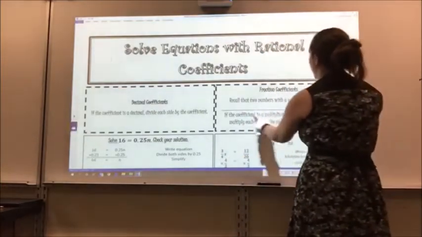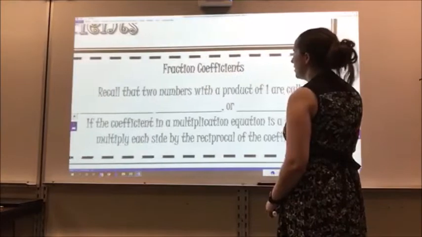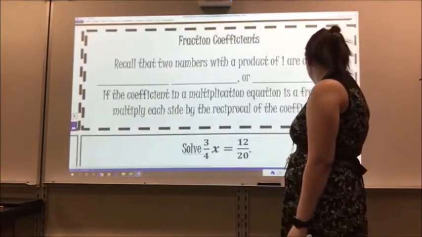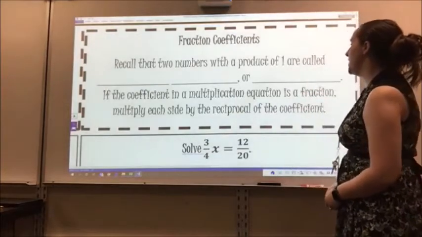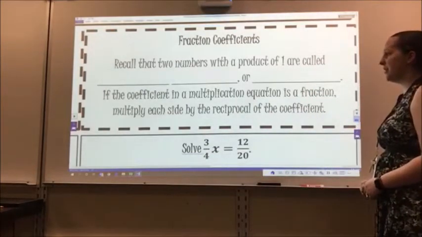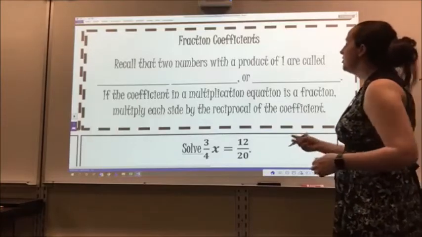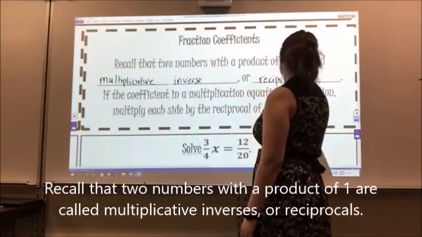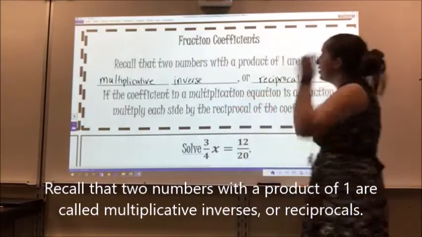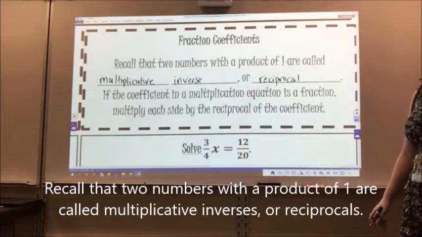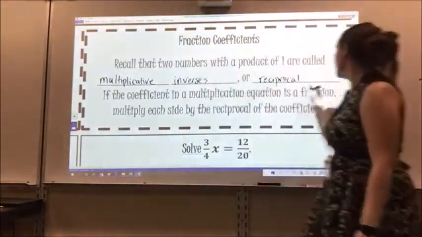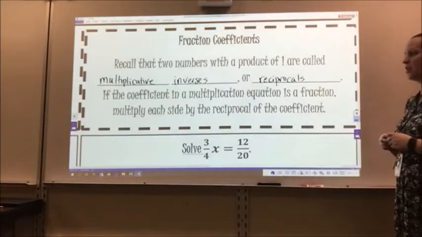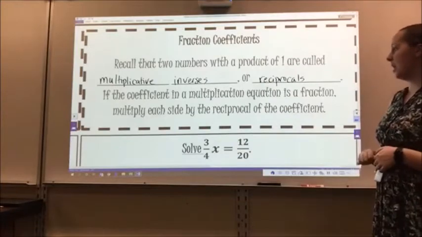For fraction coefficients, recall that two numbers with a product of 1 are called blank blank or blank. If the coefficient in a multiplication equation is a fraction, multiply each side by the reciprocal of the coefficient. So in those blanks, you're going to write multiplicative inverse or reciprocals. So recall that two numbers with a product of 1 are called multiplicative inverses or reciprocals. If the coefficient in a multiplication equation is a fraction, you multiply each side by the reciprocal of the coefficient.